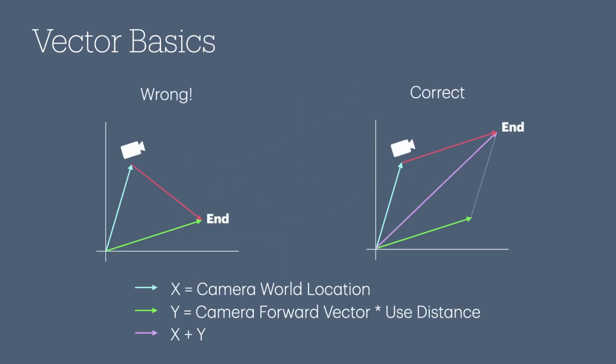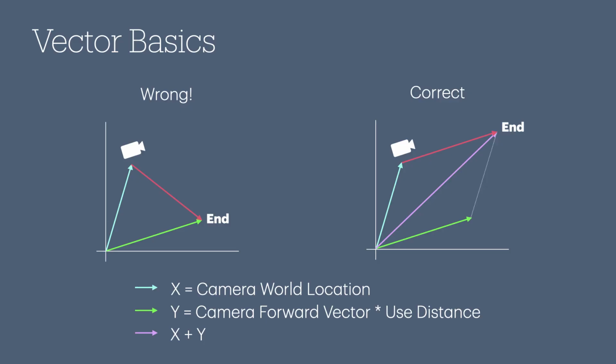So, do not think of the camera's forward vector as starting at the camera and pointing in the direction it is facing. Do not think about any vector as starting anywhere except the origin. This will help avoid a lot of confusion. The wrong example here shows what happens if we try to use the camera's location as our starting point and its forward vector as our ending point. This creates a line trace in red that doesn't even point in the same direction the camera is facing.